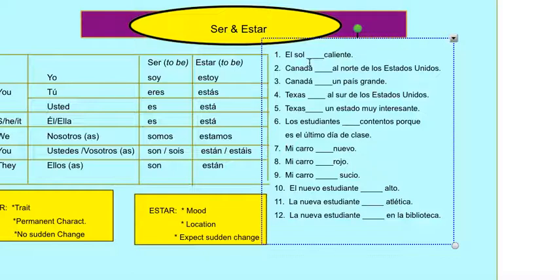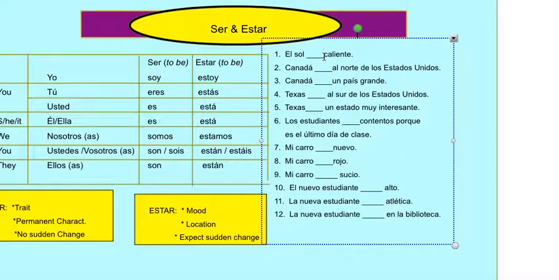El sol caliente, hot. So the sun is hot. What are we doing here? Yes, it's a permanent characteristic, so it will be ser. So the sun is: ser, es. El sol es caliente.